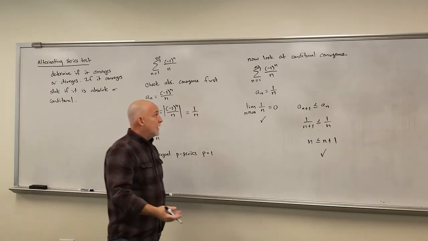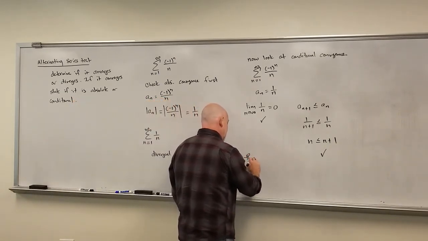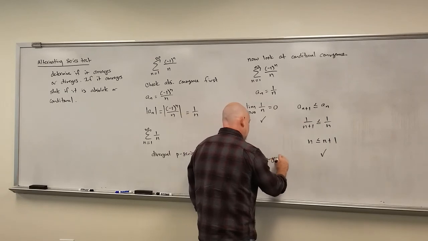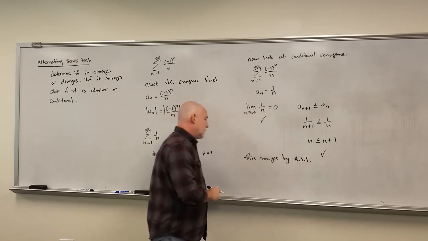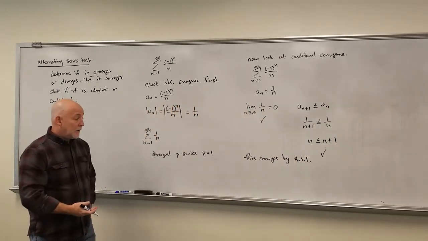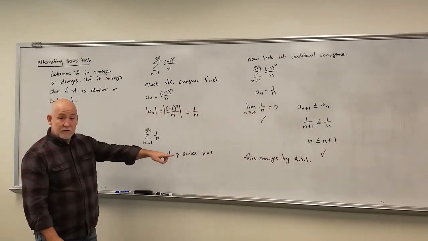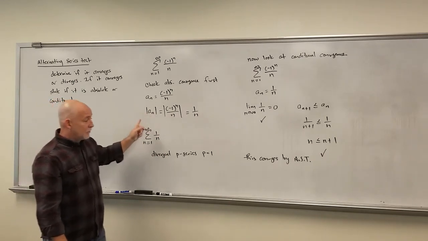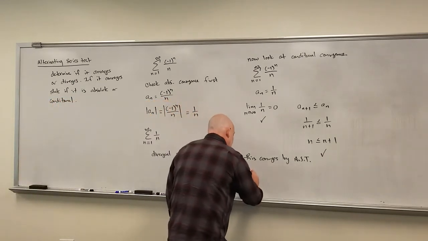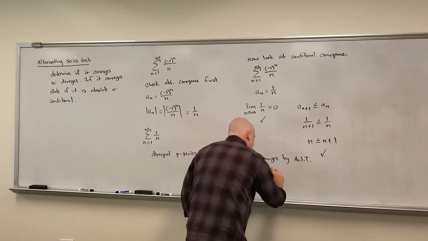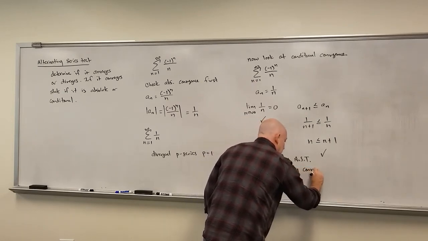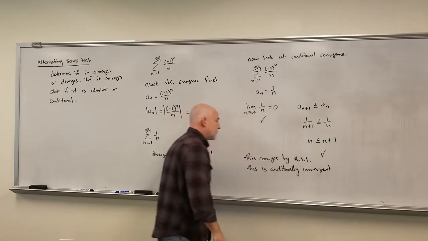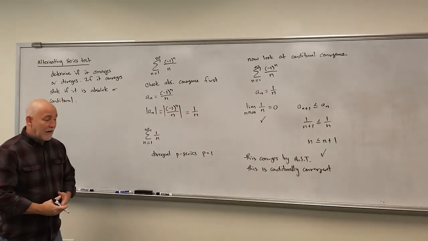Okay, so we can now say this converges by our alternating series test. Okay, now what else can we say? Not only is it convergent by our alternating series test, since it's not absolutely convergent, this is conditionally convergent.